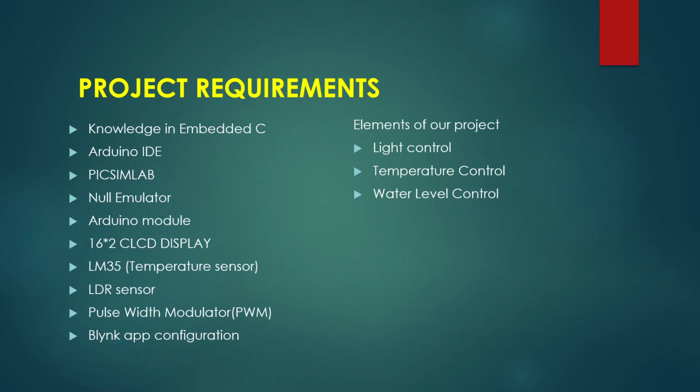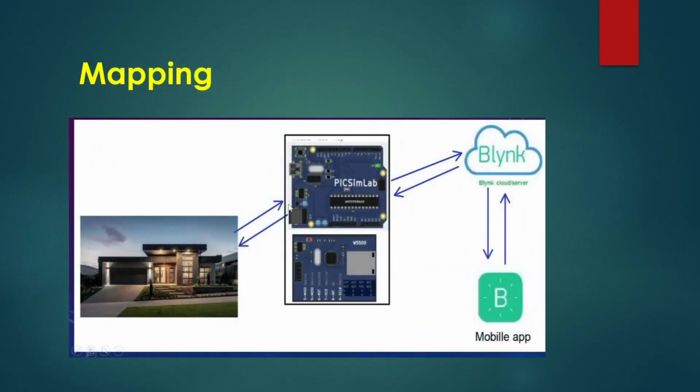The main elements of this project are light control, temperature control, and water level control. This is the main prototype or mapping of this project. This is our house. In our house, we have a lot of devices like mobile, telephone, light, fan, and other devices. We need to control all the devices using this mobile app.